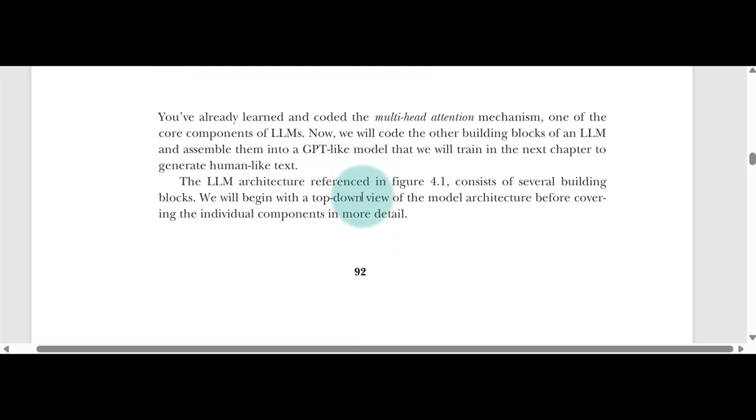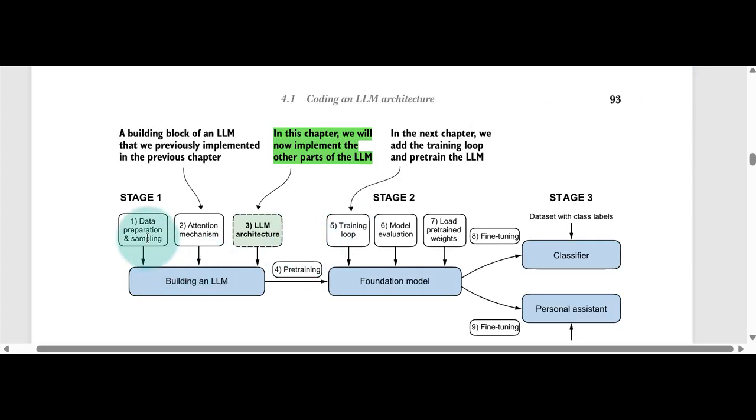So the LLM architecture referenced in figure 4.1 consists of several building blocks. We'll begin with a top-down view of the model architecture before covering the individual components in detail. So let's look at the whole structure. We have the data preparation, we have the attention mechanism, and we want to build the whole structure. We're going to put this into here, and that's going to be called building an LLM. Then, of course, we want to train it. That's here. And then we want to do something else over there.